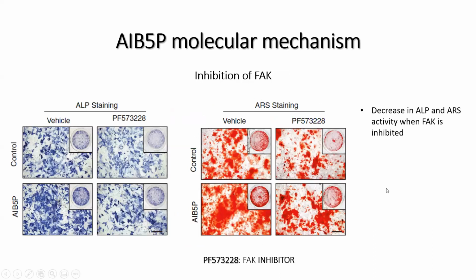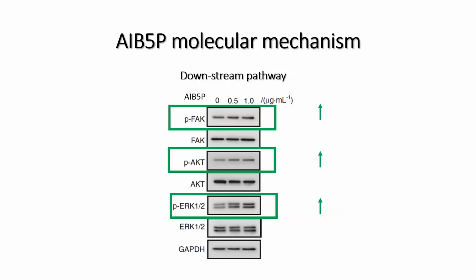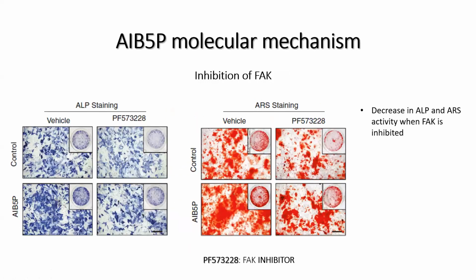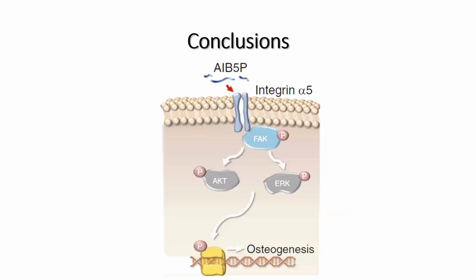They found also a decrease in ALP and Alizarin red staining when they inhibited FAK activity, which was what they assumed was the downstream effector of the AIB5P molecular mechanism. So this confirms their hypothesis. So from this section, they could conclude that the AIB5P works by binding integrin alpha-5, which then leads to FAK phosphorylation and AKT and ERK phosphorylation, then upregulating genes associated with osteogenesis.